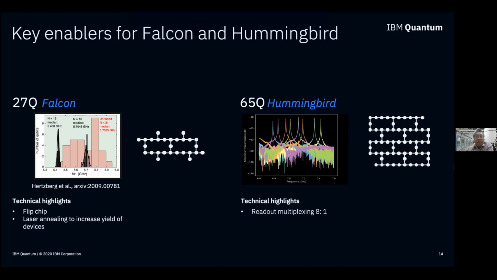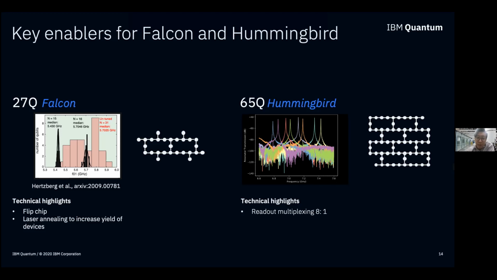Then to take that stair step to over 60 qubits with our Hummingbird processor, we integrated readout multiplexing, which actually allowed us to have 8-to-1 multiplexed readouts on a single output line, which really drastically brings down the total amount of cryogenic hardware in the system that you might need to read out 60 qubits, 65 qubits, effectively bringing that down in terms of the number of isolators and TWPAs that might sit inside of a fridge.